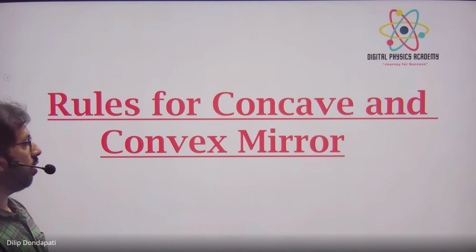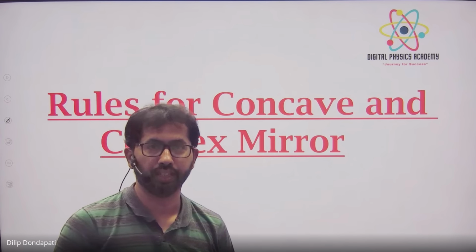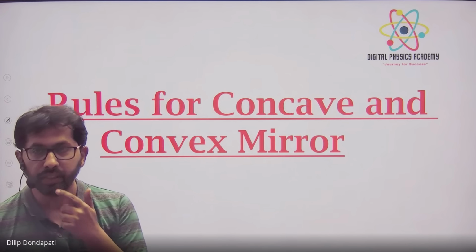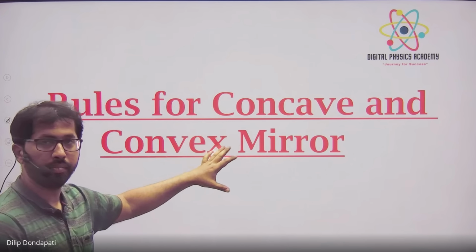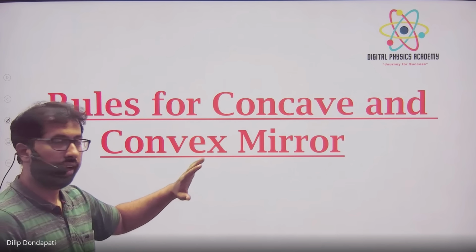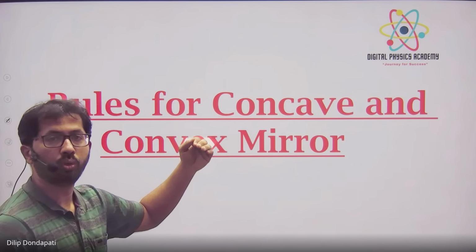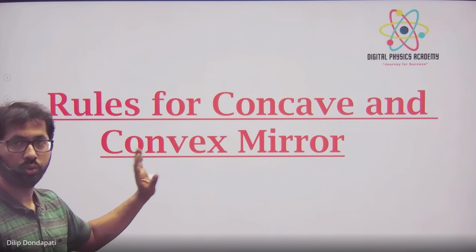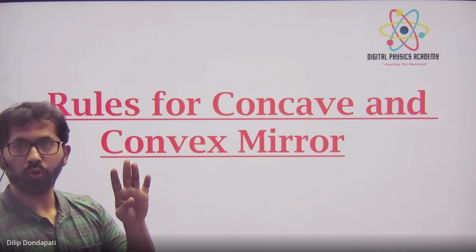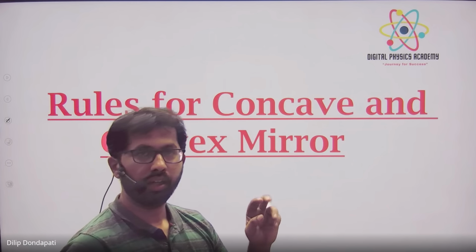Let's go. Rules for concave and convex mirrors. Let's see what the rules are. The rules are easy. We are going to write the rules for concave and convex mirrors together, mixed. Once these rules come, only then can we write the ray diagrams. We can take help from these rules for ray diagrams. We have only 4 rules, that's it.